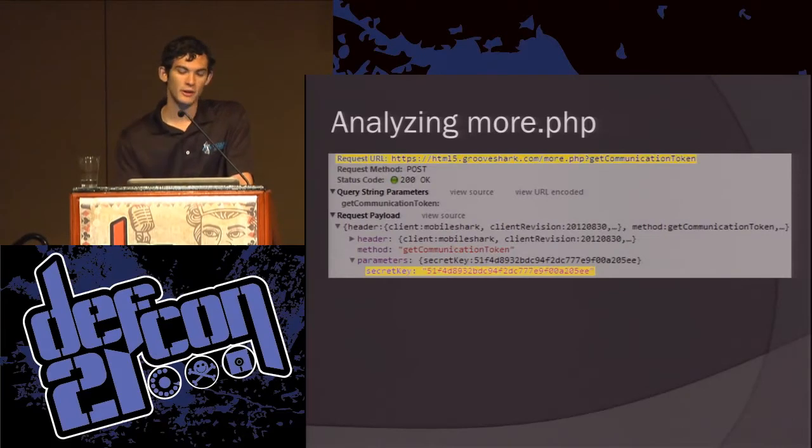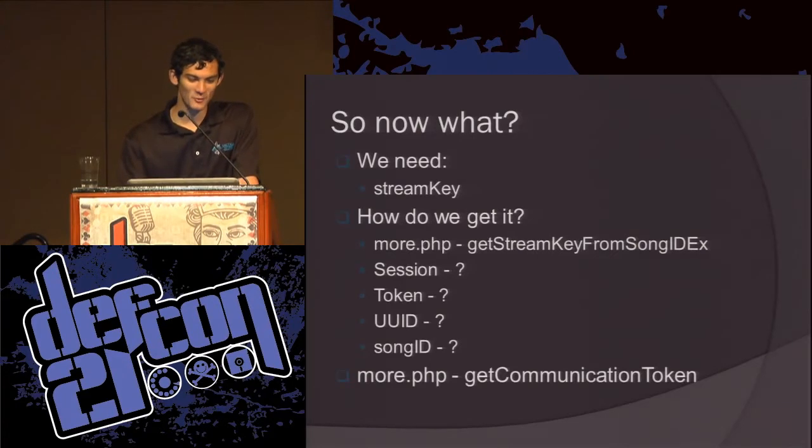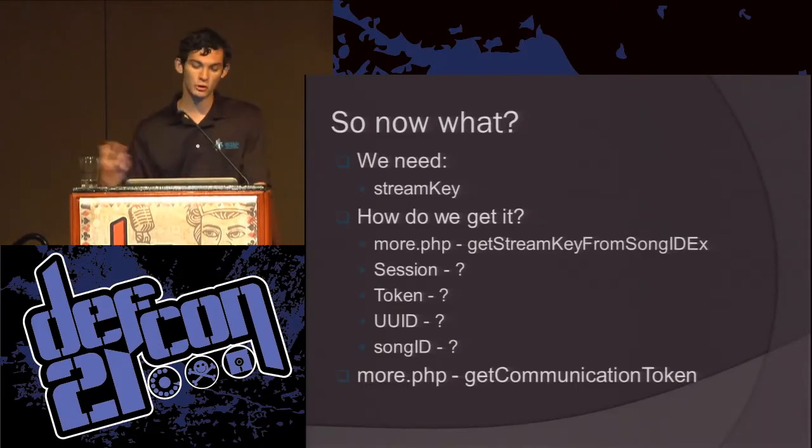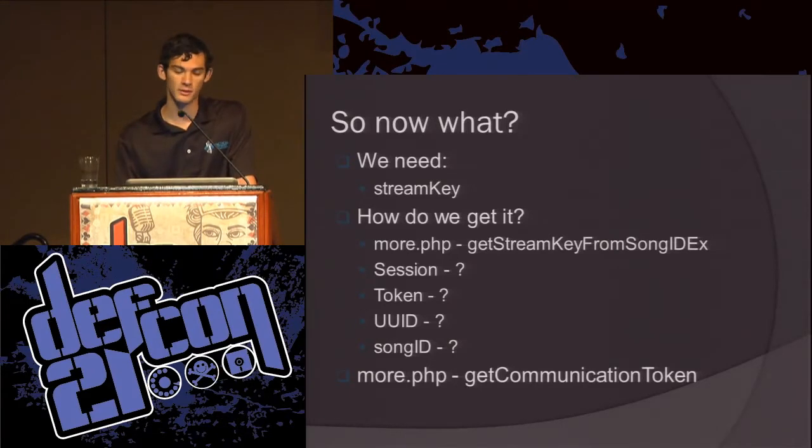And while I was looking at more.php, I found this getCommunicationToken method, which uses a secret key. And I like secrets, so I'm going to keep this in mind. So what do we need? Well, from the very beginning, we know that as soon as we get the stream key, we can get the song. And we know to get the stream key, we need to call more.php with this getStreamKeyFromSongIDEx method. And we need to pass it these 4 parameters, and more.php has a secret key, so I'm interested.